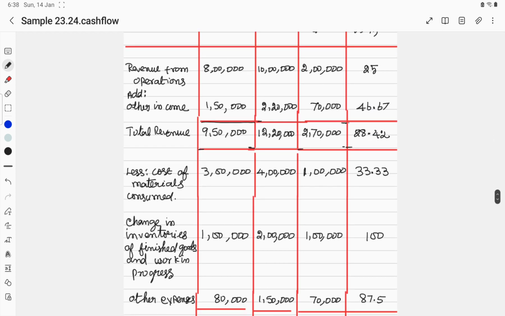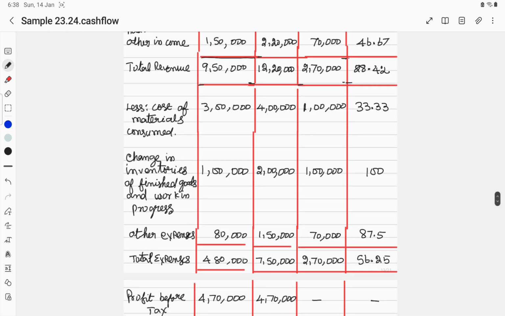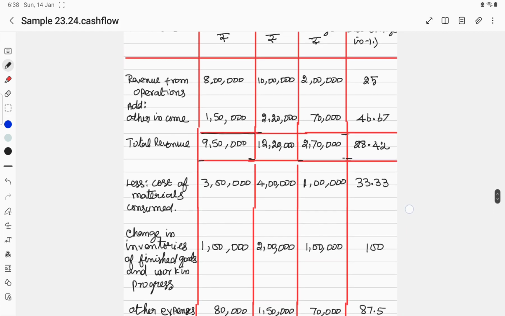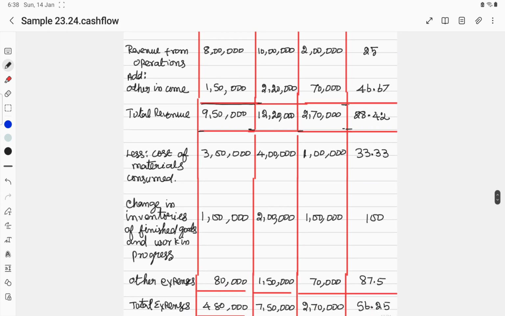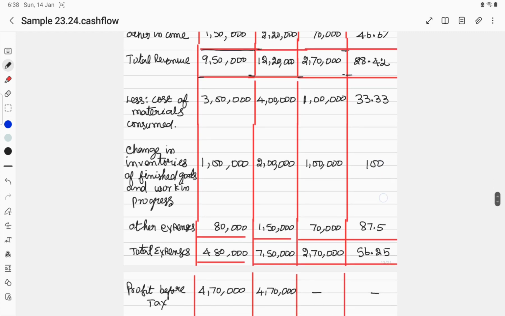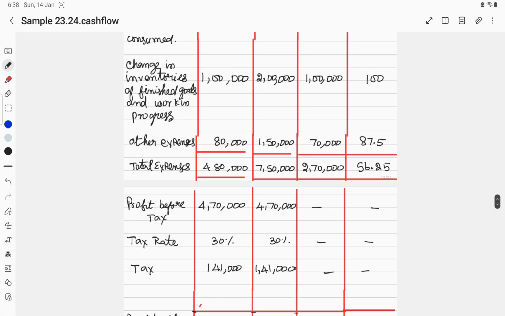Cost of material consumed 3 lakhs, here 4 lakhs, difference 1 lakh. Change in inventories of finished goods 1 lakh, 2 lakhs, here 1 lakh. Other expenses 80,000, 1,50,000, absolute change 70,000. Here cost of material consumed is 33.33%. Changes in inventories 100%. Other expenses 87.5%. Therefore, total expenses 56.25%.